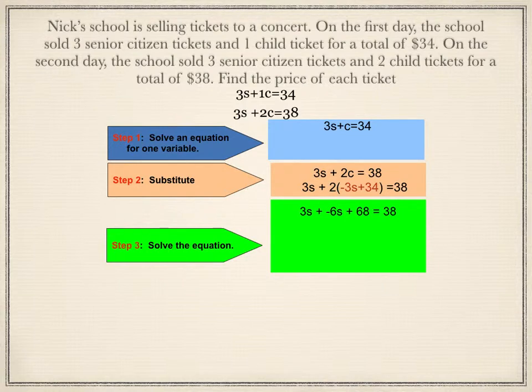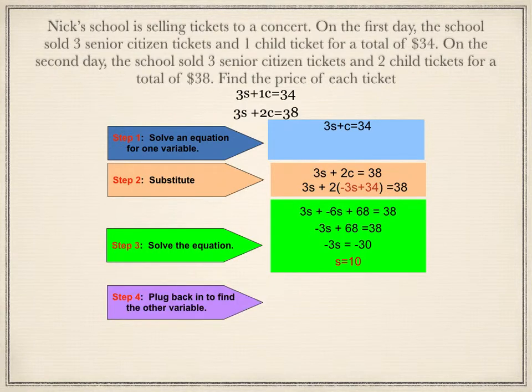Then we're going to go ahead and combine like terms. Once again, the ones that have s's are like terms, and we can add. So 3s minus 6s is negative 3s plus 68, which is equal to 38. Then we want to subtract 68 from both sides, and we get negative 3s is equal to negative 30. Divide both sides by negative 3, and we get s is equal to 10. So our senior citizen tickets are equal to $10.